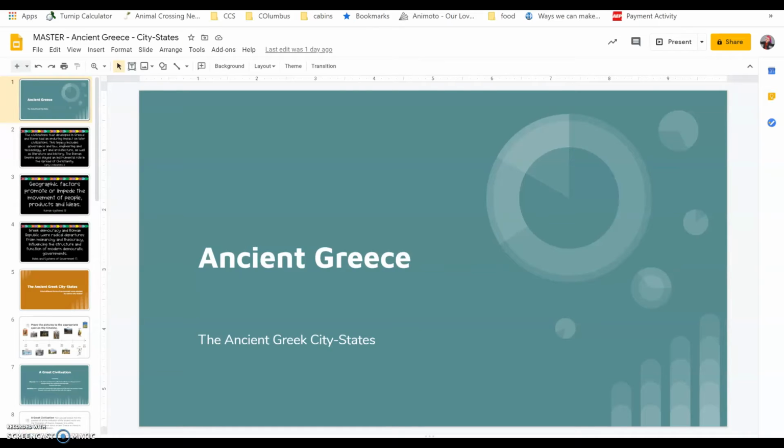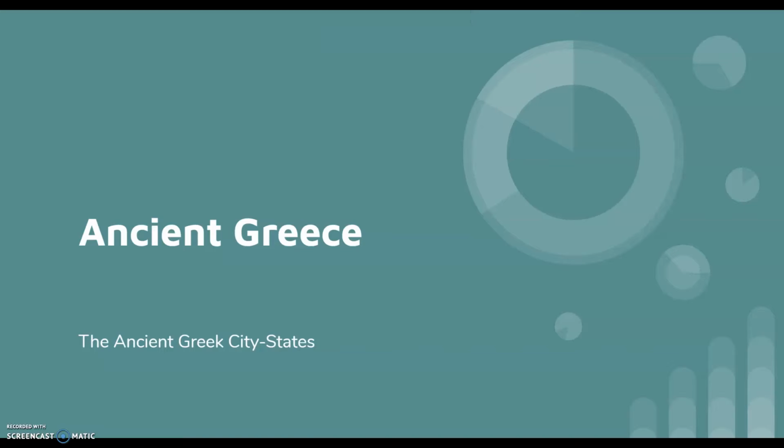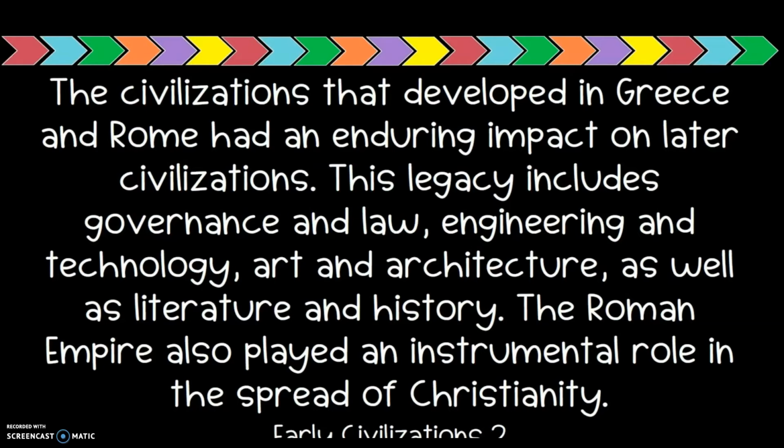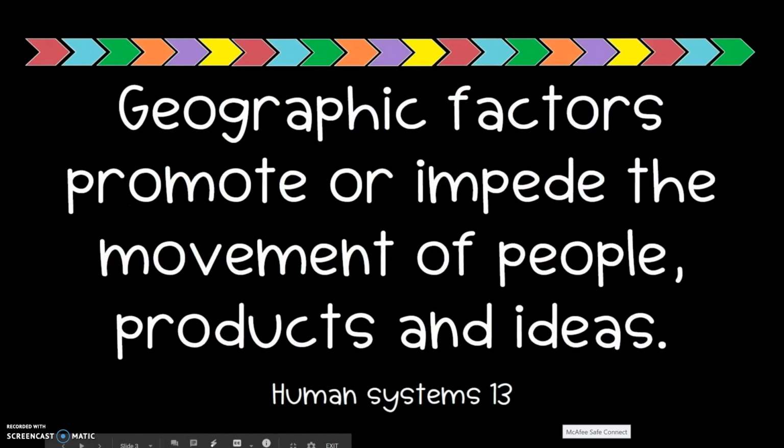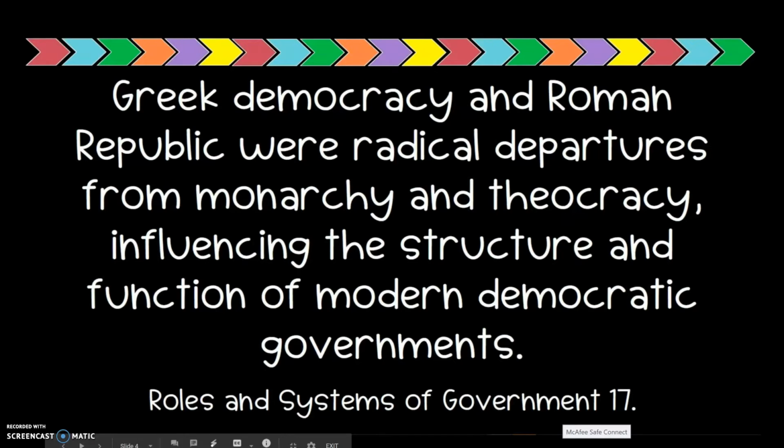So we're going to go ahead and get started with our presentation today. All right, so ancient Greece and the Greek city-states. Our standards for today: the civilization that developed in Greece and Rome had an enduring impact on later civilizations. This legacy includes governance and law, engineering and technology, art and architecture, as well as literature and history. The Roman Empire played an instrumental role in the spread of Christianity. We're also going to look at different geographic factors that promote or impede the movement of people, products, and ideas. And Greek democracy and the Roman Republic were radical departures from monarchy and theocracy, influencing the structure and function of modern democratic governments.